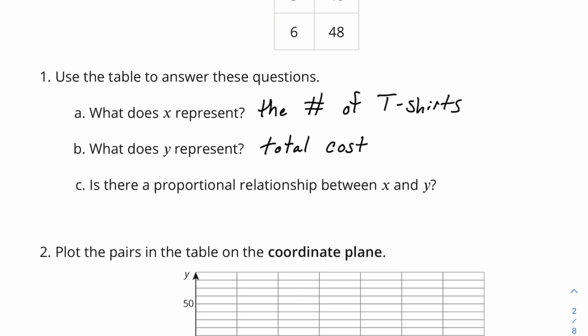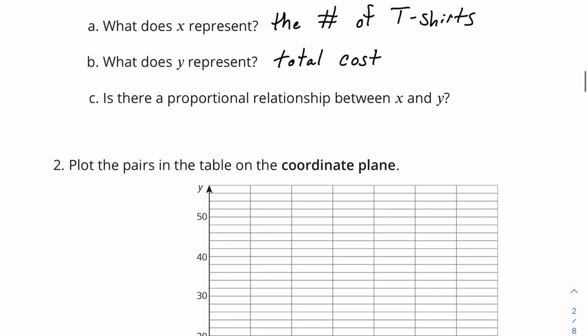And is there a proportional relationship between X and Y? Yes, there certainly is, because every t-shirt costs the exact same price of $8. So I say yes, and we'll put K equals Y over X. Just to remind ourselves that Y divided by X always gives us our proportionality, and that's going to be $8 per shirt.